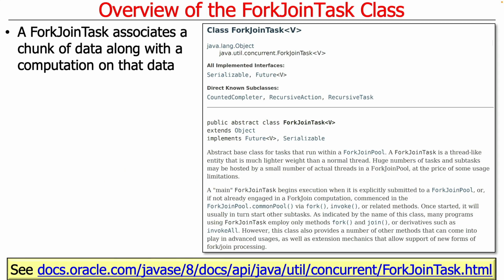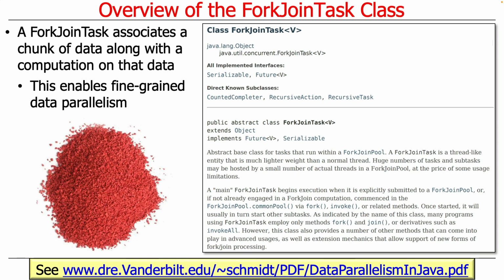The purpose of this task is to associate a chunk of data, which is usually a piece of the overall data set that you're working on in parallel, along with some computation that processes or modifies or does something to that chunk of data, that slice of data. This is used to enable fine-grained data parallelism. So you can have very fine-grained as opposed to coarse-grained.